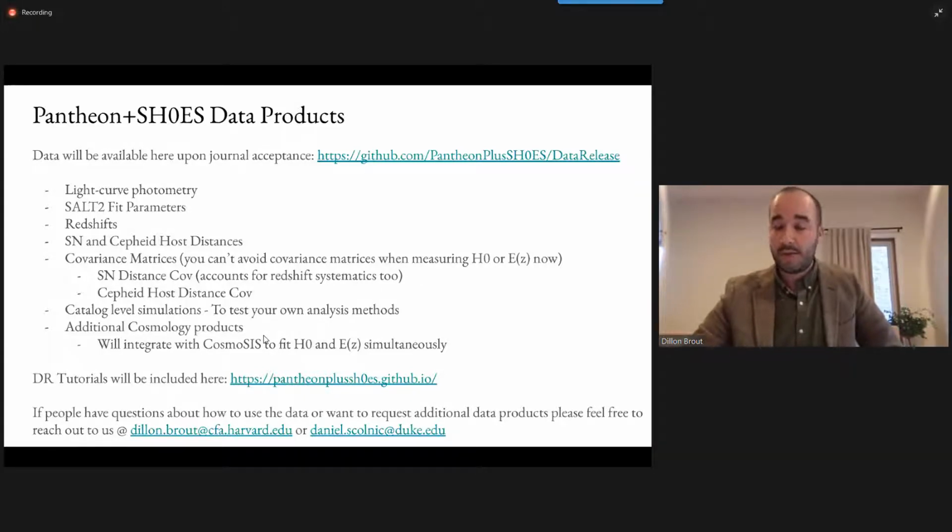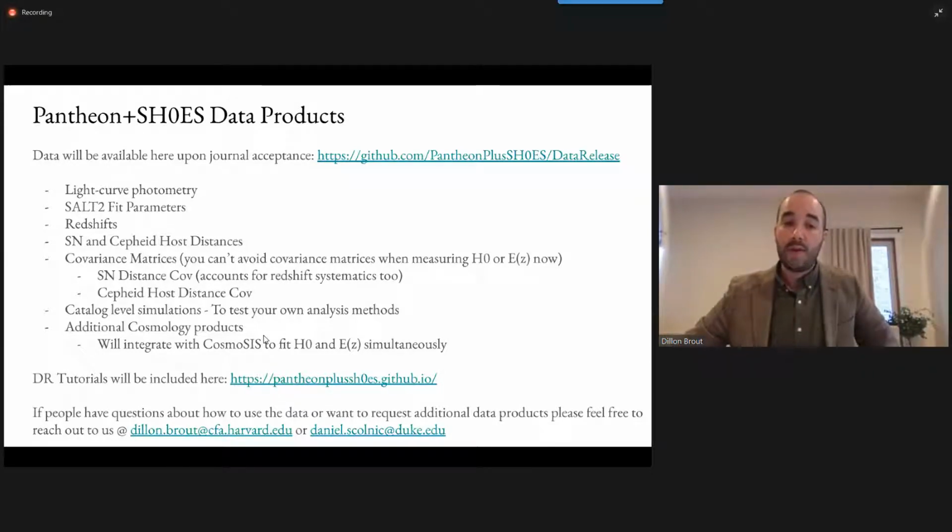We use covariance matrices throughout our analysis, including a supernova distance covariance matrix and a host galaxy Cepheid distance covariance matrix. We will be providing catalog level simulations to test your own analysis methodologies, whether that's to test them in a blind manner or to test for biases in your methods themselves.